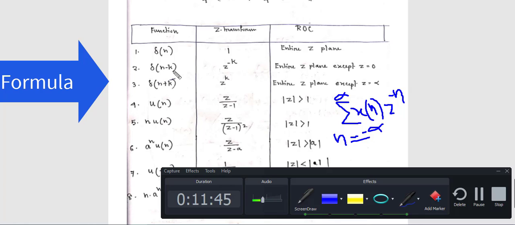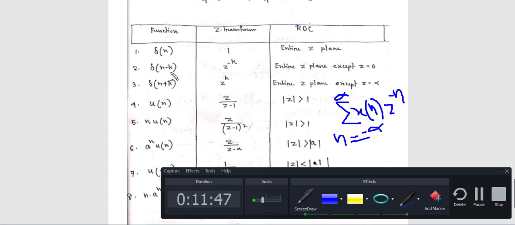Similarly, if you have delta n minus k, this is a shifted impulse, so its Z transform will be z to the power minus k. How can you get it? Through the same process. Just check this using the definition of Z transform. Now delta n plus k, what will be the Z transform? z to the power k. This type of question may come in your multiple choice questions.